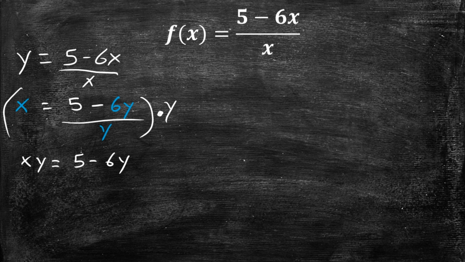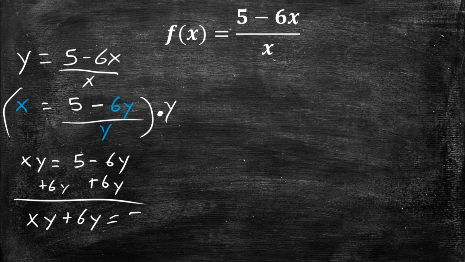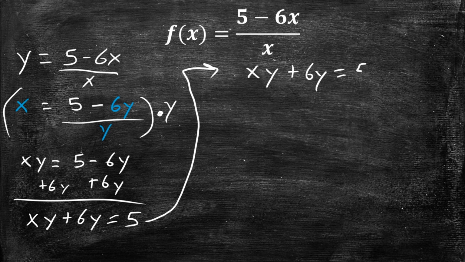And from here, I want to get all of my y terms to one side. So to do that, we're going to go ahead and add 6y to both sides. And what we get is xy plus 6y is equal to 5. And now I'm just going to go ahead and rewrite this up here to give us some more space. So we've got xy plus 6y is equal to 5. And I want to get y by itself.